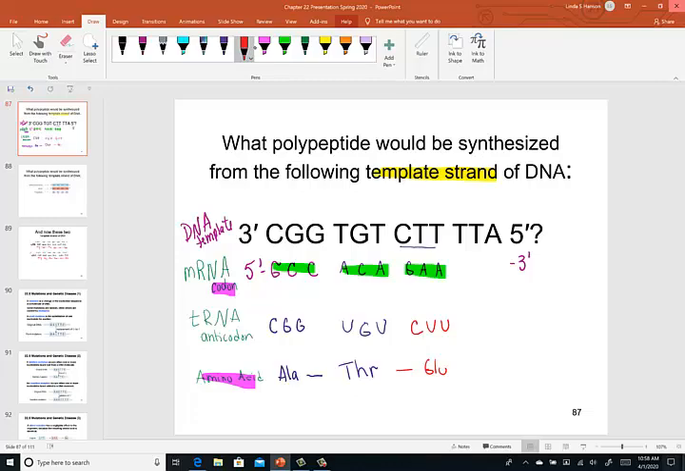And then your final messenger RNA, T goes to A, and then A goes to U. So here's the final codon. The transfer anticodon would be A to U, A to U, U to A. And what is that last base?